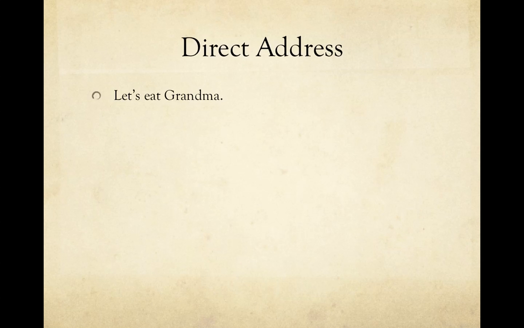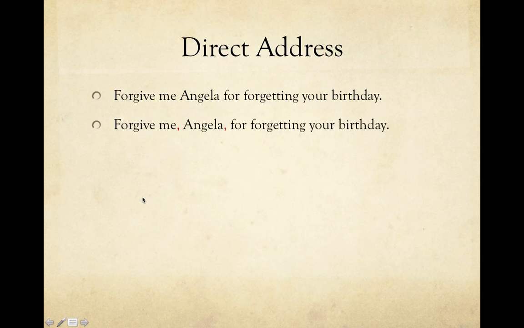Here as well is another example of a noun of direct address. Can you see how the missing comma completely changes the meaning? One should not write, "Let's eat grandma," if one means, "Let's eat, grandma." If a noun of direct address interrupts the flow of a sentence, set it off by commas. Instead of "Forgive me Angela for forgetting your birthday," write "Forgive me, comma, Angela, comma, for forgetting your birthday."